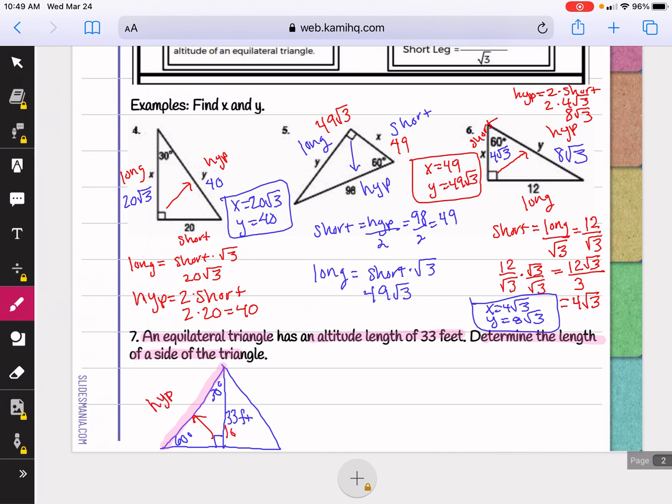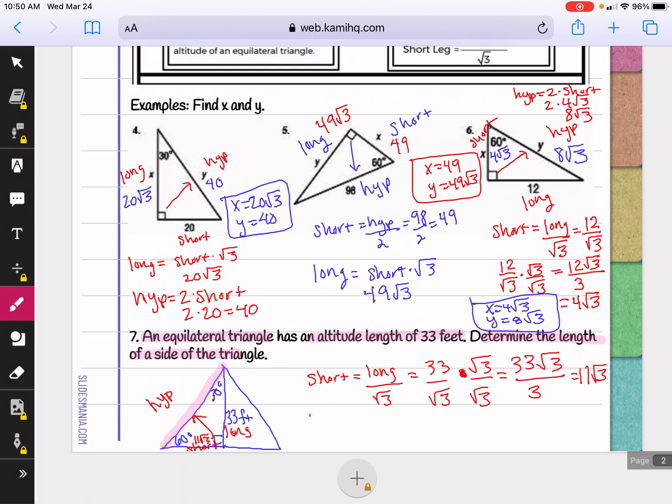And it's like they're giving us the long leg, and we need to find the short leg first in order to find that hypotenuse. So the short leg, if you know the long leg, is long divided by root 3. Remember, you don't want a root 3 in the denominator, so we're going to multiply by root 3 over root 3. So we get 33 root 3 divided by 3. And then if you divide, this comes out to 11 square root of 3. So that would be the short leg.